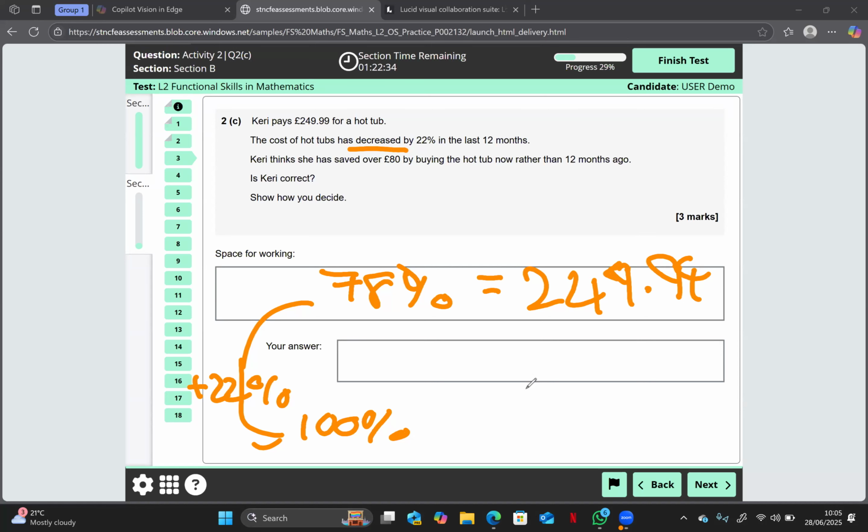All we can do in our calculator is 249.99. We need to increase by 22%. So what we do is we can multiply it by 0.22, so that would be 249.99 in your calculator times 0.22. And then we add that to the answer.